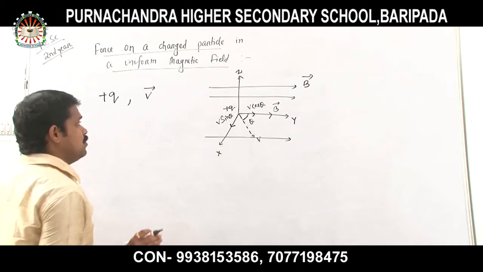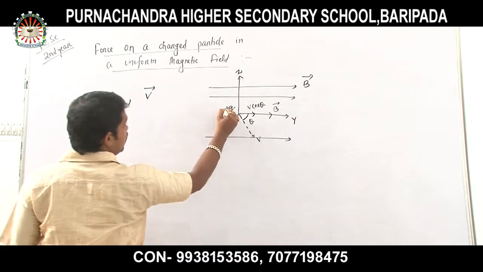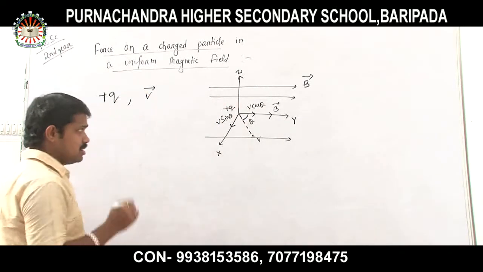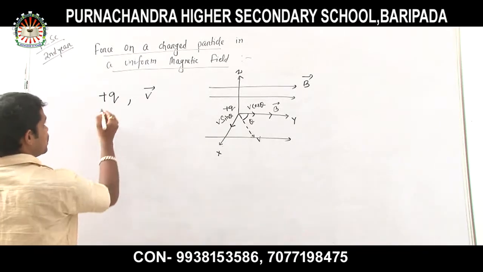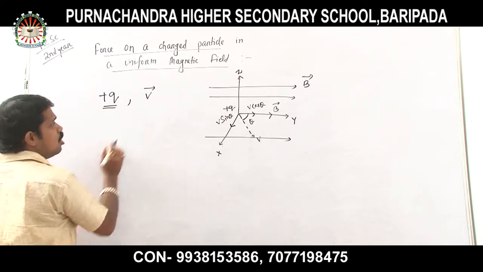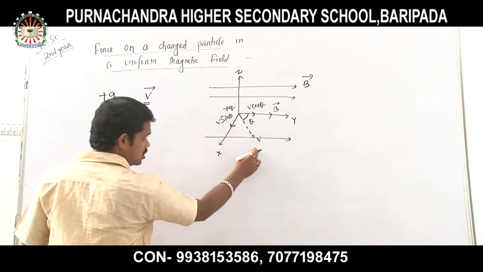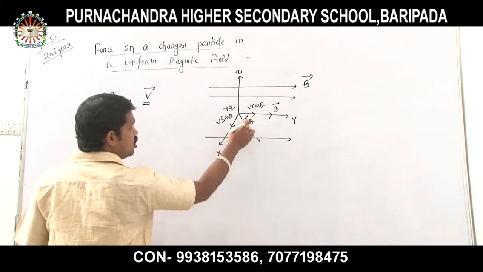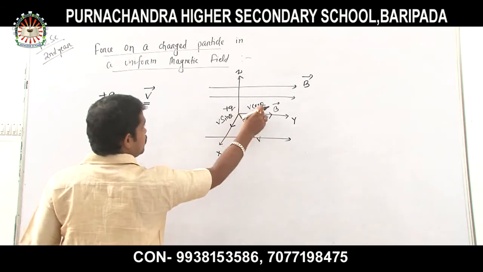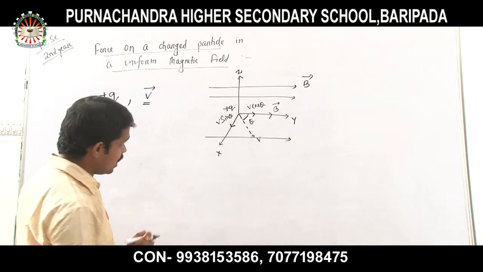Our aim is to find out the force applied on this positive charge. That is our aim. So what have we assumed? We have assumed that a positive charge plus q is moving with a velocity v in this direction. This velocity is resolved into two components. One is v cos theta, another one is v sin theta. Clear?